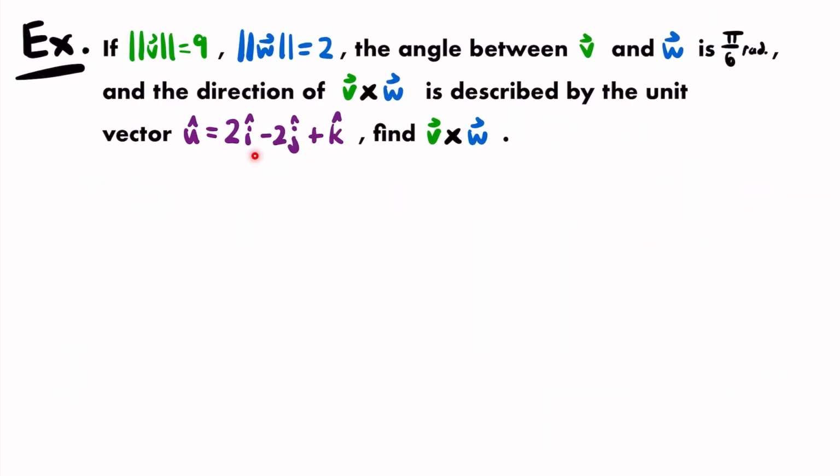Okay, so here's our last example. We have if the magnitude of vector v is equal to 9, the magnitude of vector w is equal to 2, the angle between vector v and vector w is pi divided by 6 radians, and the direction of vector v cross vector w, or the cross product of those two vectors, is described by the unit vector u is equal to 2i minus 2j plus k, then find that cross product.